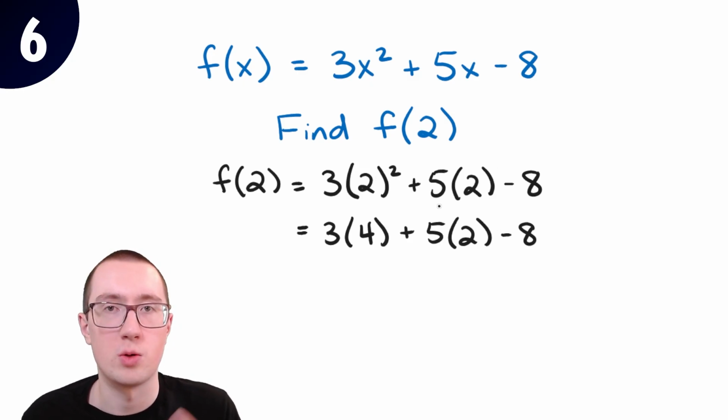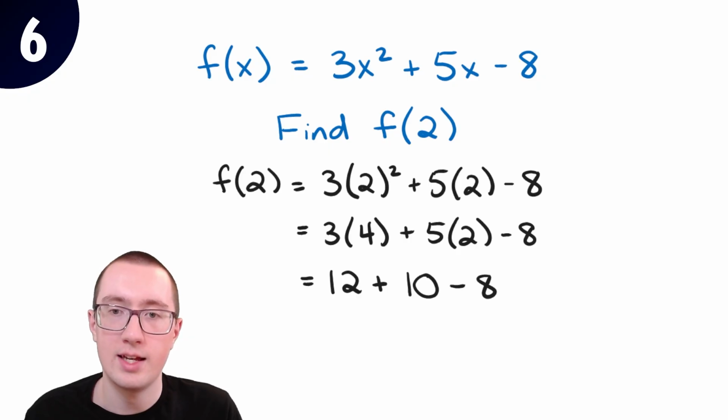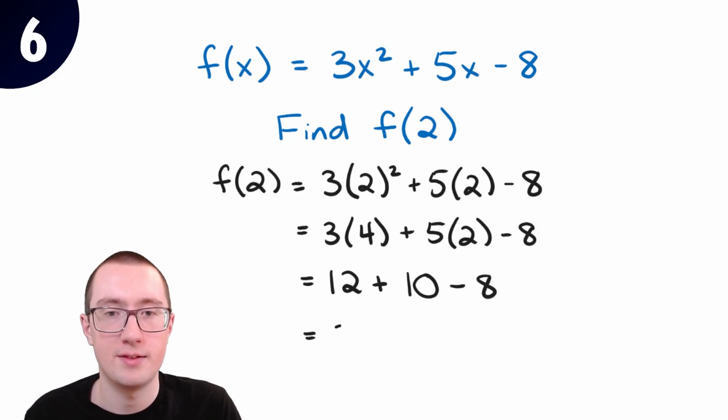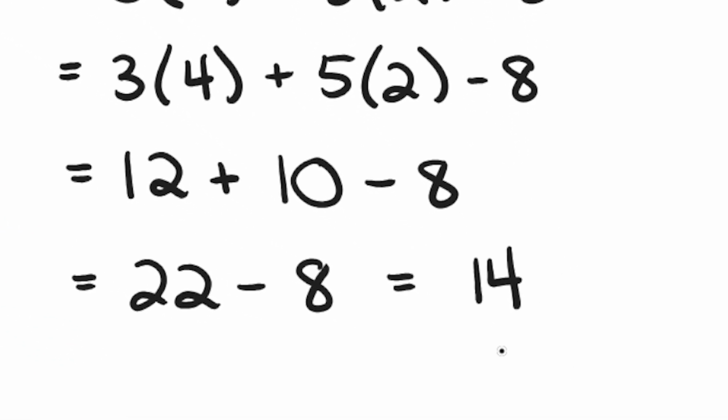Okay, next we need to do our multiplication and division. We don't have division here, so let's do our multiplication. So 3 times 4 is 12, plus 5 times 2 is 10, minus 8. And now we just have addition and subtraction. So 12 plus 10 is 22, and 22 minus 8 is 14, which means that the answer to f of 2 is 14.